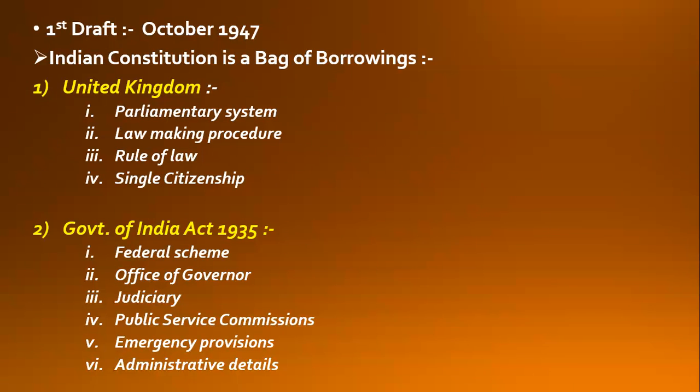Now administrative details were also taken from Government of India Act 1935. So what are administrative details? For example, the bureaucracy of India. Okay, the post of IAS officer, the post of IPS officer. Okay, so this entire bureaucracy we have adopted from the Government of India Act 1935.